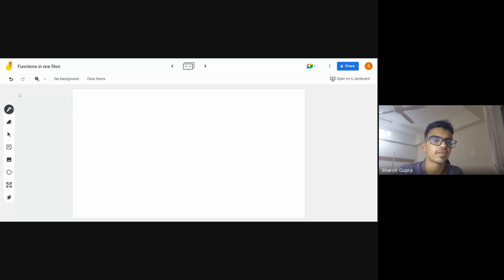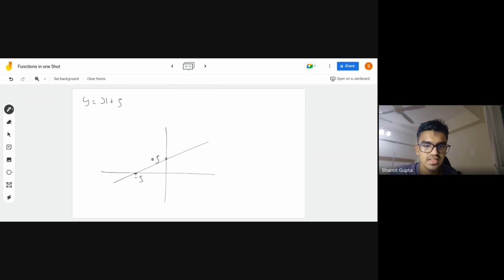Now, let's talk about the graphs. Suppose you have y is equal to x plus 5 normally, okay? I'm not sure how experienced you guys will be in sketching a graph, but this is how the graph of y is equal to x plus 5 will look like in terms of a sketch, okay? y and x. This is a sketch. Now, suppose you have y is equal to modulus of x plus 5.